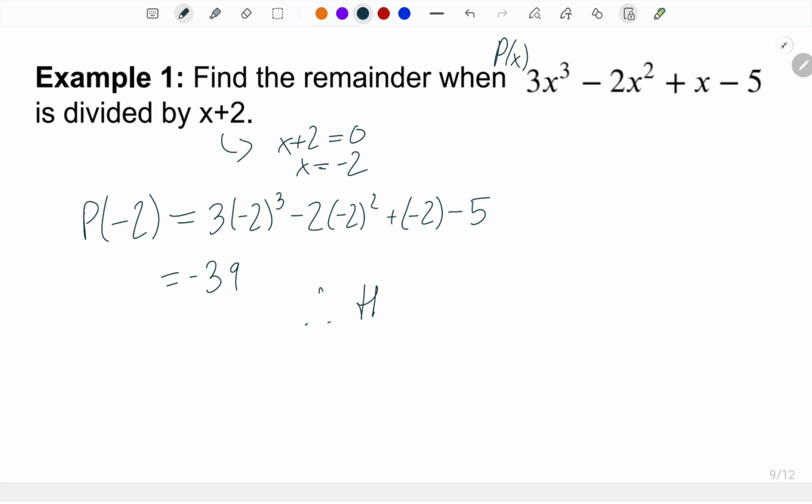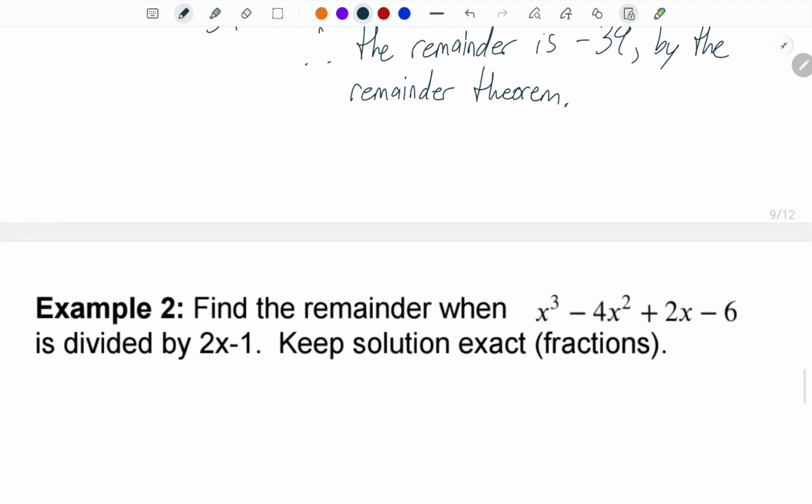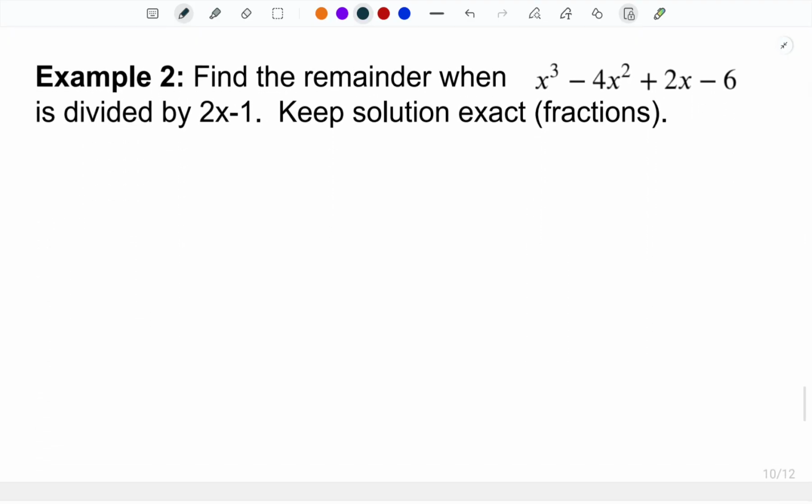So therefore, the remainder is negative 39 by the remainder theorem. Because the remainder theorem says, just plug it in, whatever your factor is, into the polynomial, essentially. Okay, let's try that a couple more times.